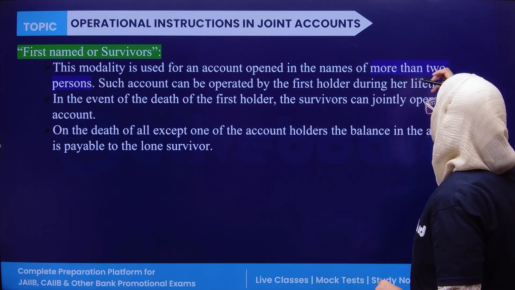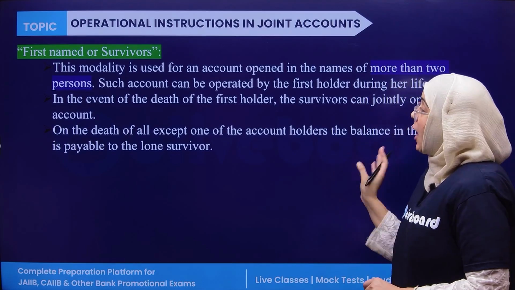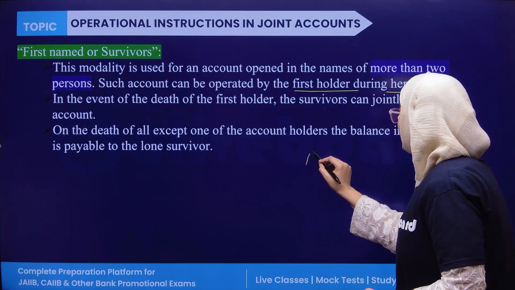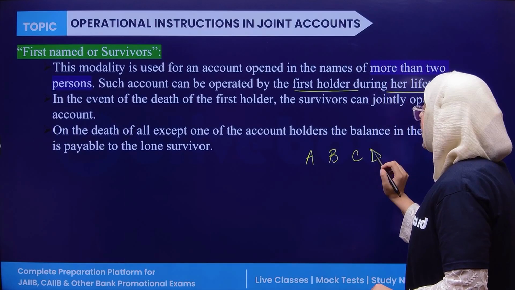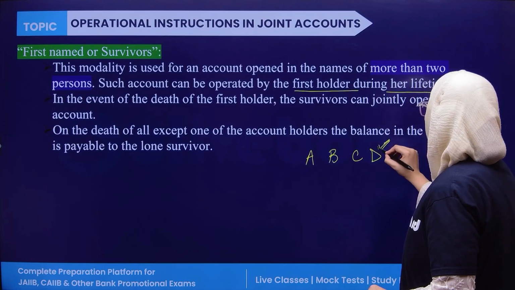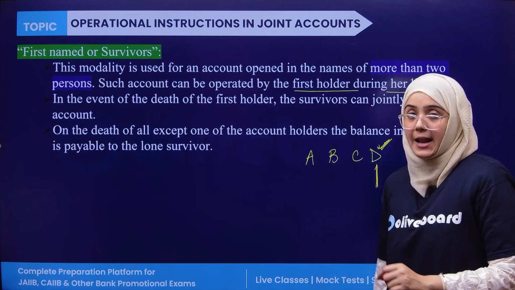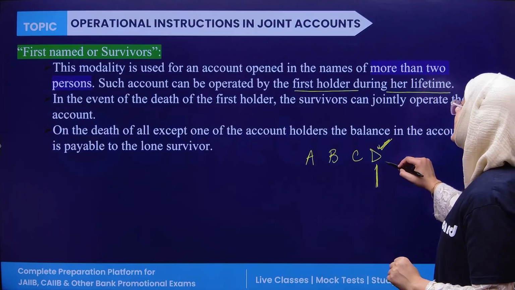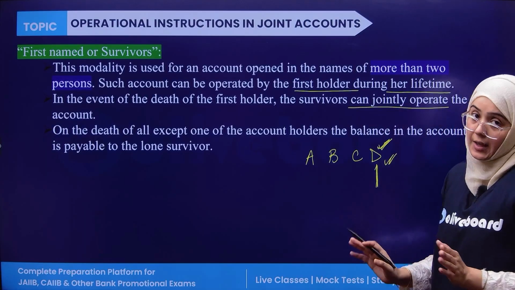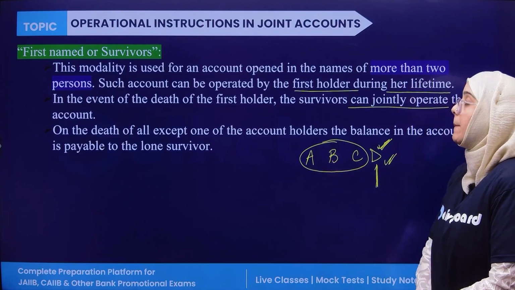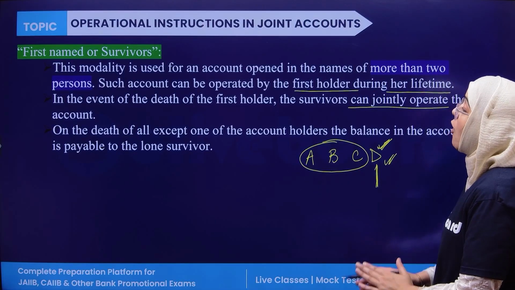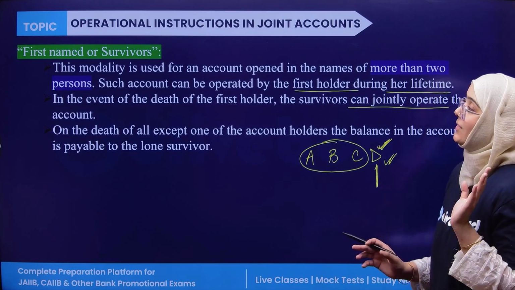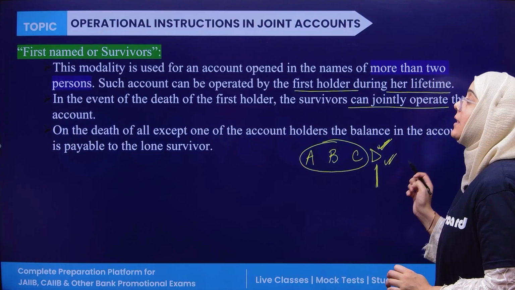First of all, this account is opened by again more than 2%. Such account can be operated by the first holder during her lifetime. So, if there are A, B, C, and D, and D is the first holder of this account, it means that this account is operated by D in their whole lifetime. Now, if D dies, the survivors can jointly operate the account. Now, they all together operate the account. On the death of all except one of the holders, the balance is payable to the lone survivor. Same. This is known as first name or survivor.